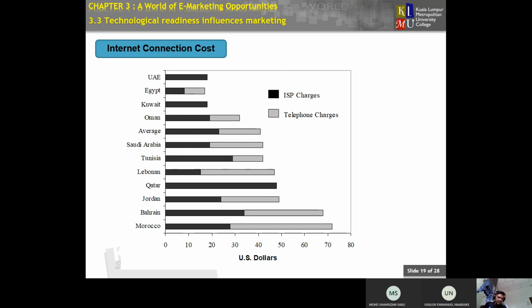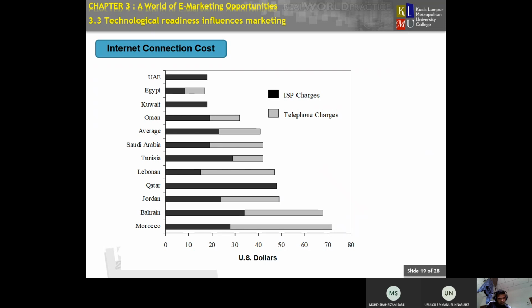Now you can see internet service provider charges, in US dollars. Versus telephone charges, we look at the ISP only, not the telephone charges. The topmost will be Qatar. The most expensive is Qatar, at about $50. Actually, it's not per month, but they charge the most expensive internet service provider rates inside this particular country. This is a Middle East country I took as an example. You can see Qatar is the most expensive in terms of charging for their internet service.